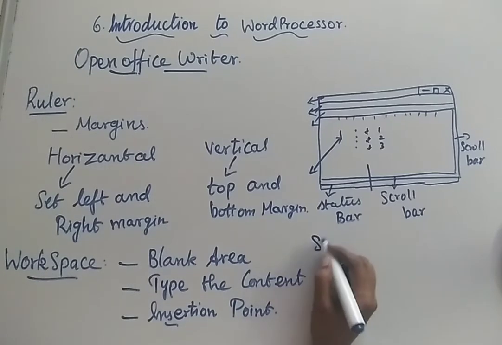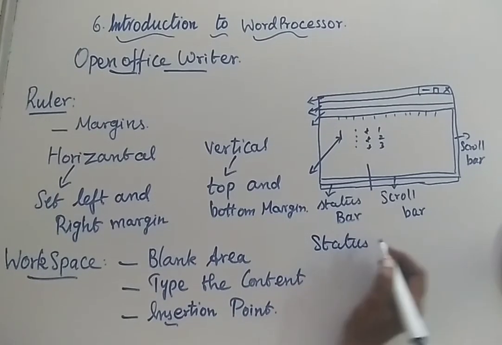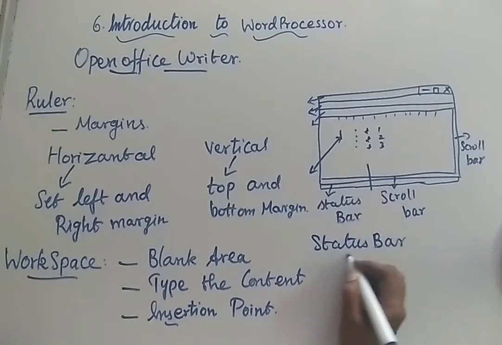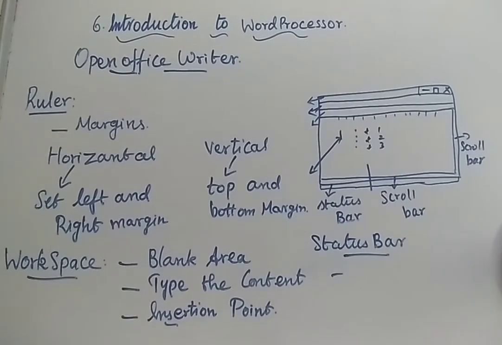The next one is your status bar. By the name itself, it is going to display the status of the document. Whatever document you are typing, the details or the status about that document will be displayed at the bottom of the window, not at the bottom of the desktop. Desktop means there you will have the taskbar. So it is seen in the window itself. Okay? It is your status bar.